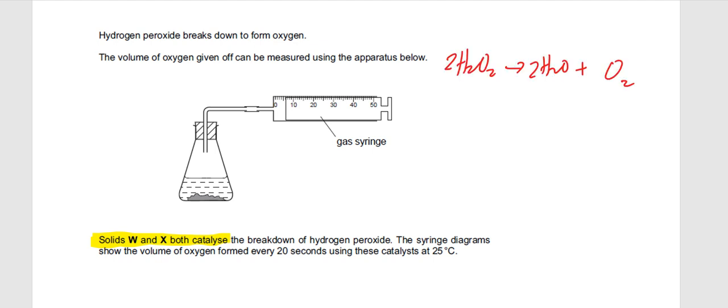Do you all remember this from last week? Yes. Okay, so what happens is it releases oxygen, and the gas is collected here in the gas syringe. Okay, so W and X are both catalysts for the breakdown of hydrogen peroxide. Okay, the syringe diagram shows the volume of oxygen formed every 20 seconds at 25 degrees Celsius.